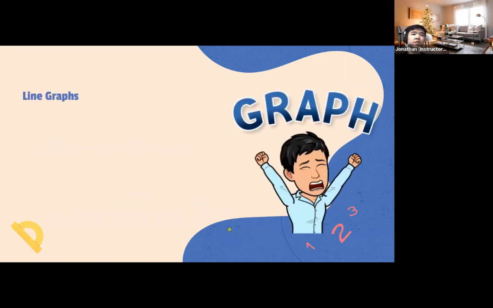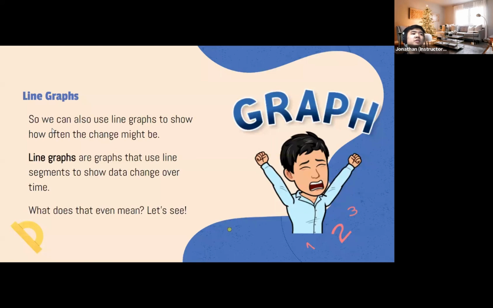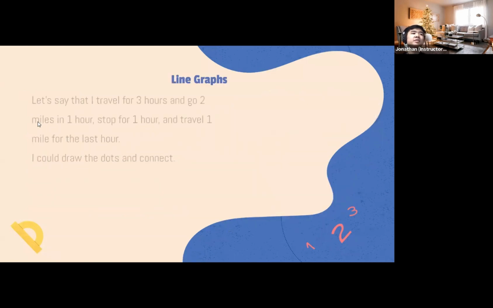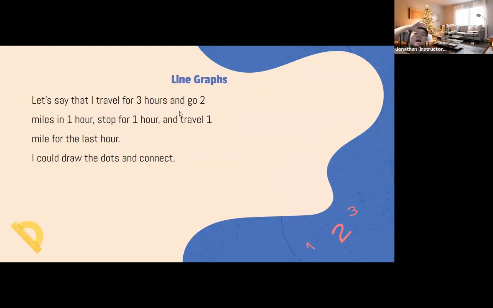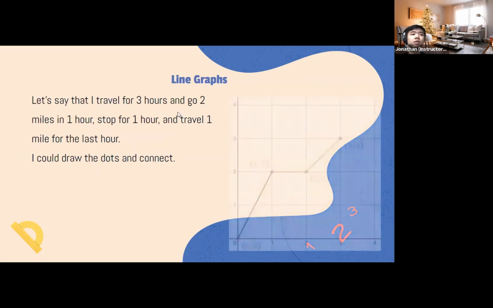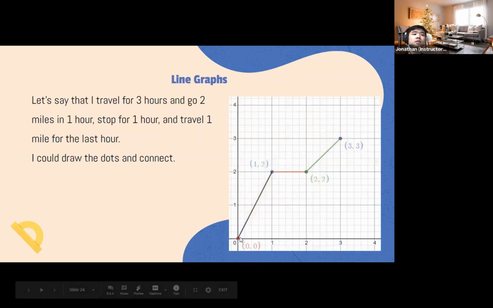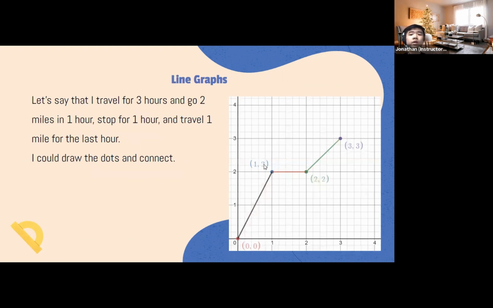Okay, so a couple more things before we end today. Line graphs. So what is a line graph? So let's say I travel for 3 hours. The first hour, I go 2 miles. Then I stop for the second hour. Then I travel 1 mile for the last hour. So I could do it like this. So I start at the origin, 0, 0, right? The first hour, which is going to be 1, I go 2 miles, which is 2. So I go for the first hour, 2 miles.